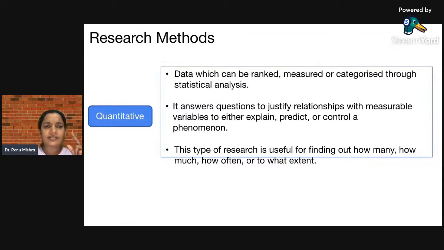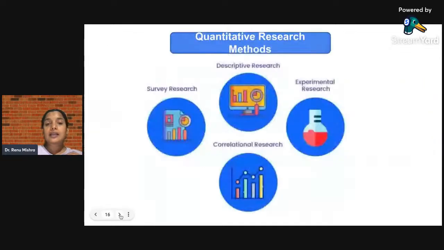How often do you eat ice cream? To what extent do you like ice cream? How many times do you eat ice cream? If a new ice cream vendor wants to launch a new flavor, probably he or she can go for such kinds of responses. That is quantitative research methods. All right, so these are the different ways to do quantitative research.